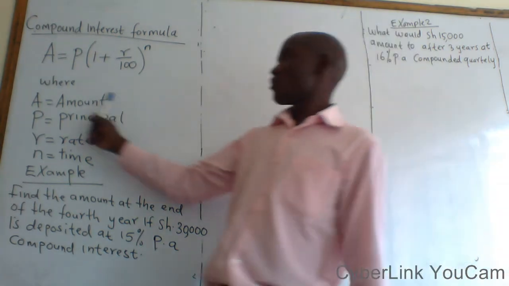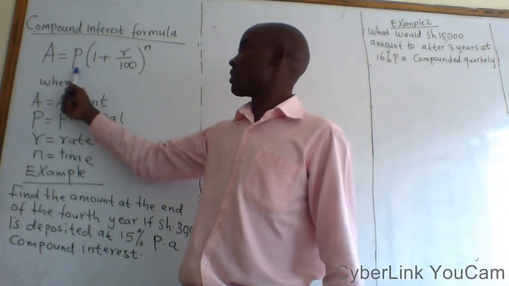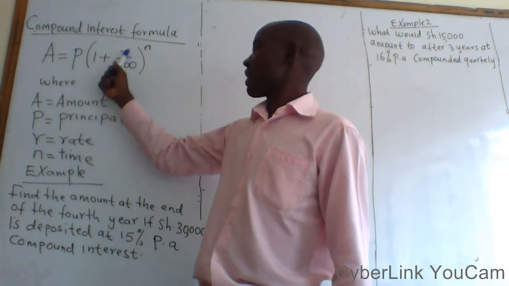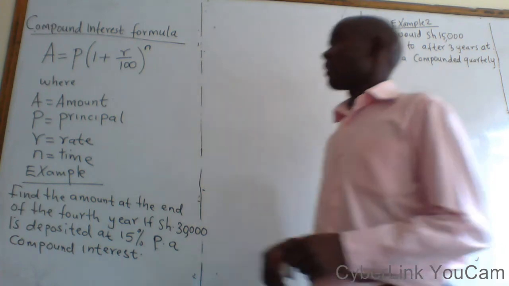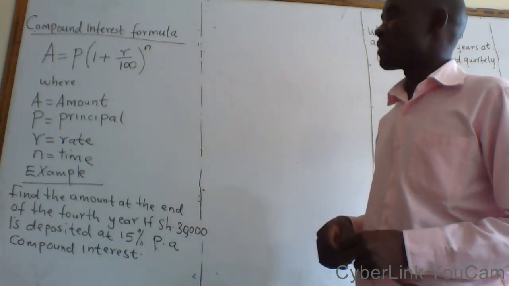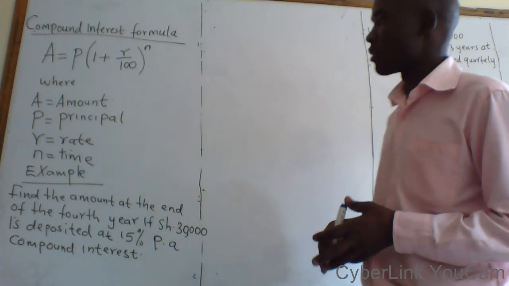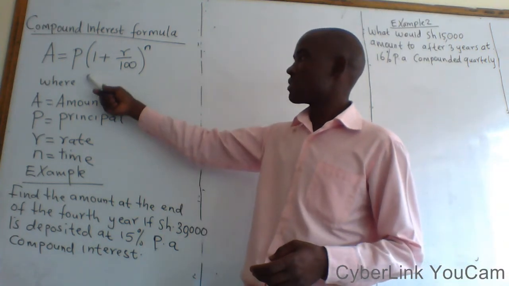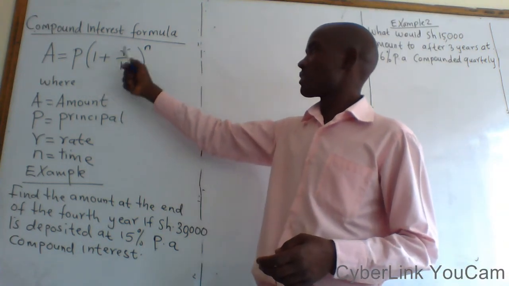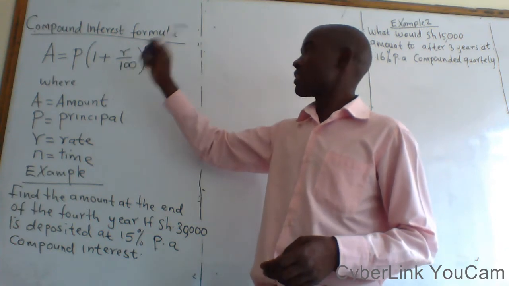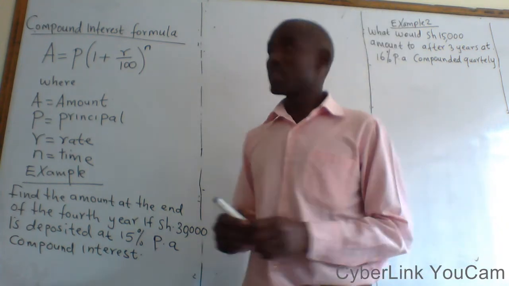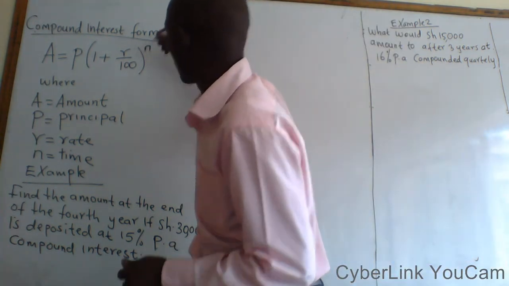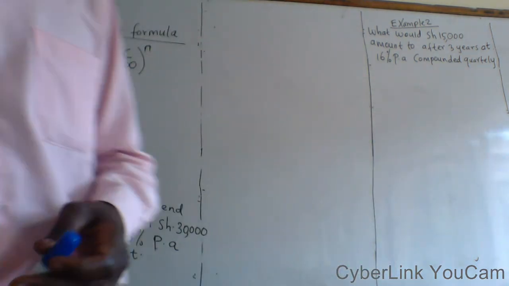If you want to get the amount, it will be equal to P into brackets 1 plus R over 100, raised to power n. From those variables, A represents the amount, P represents the principal, of course 1 is a constant, R is the rate, of course this is 100, and n is the time period.